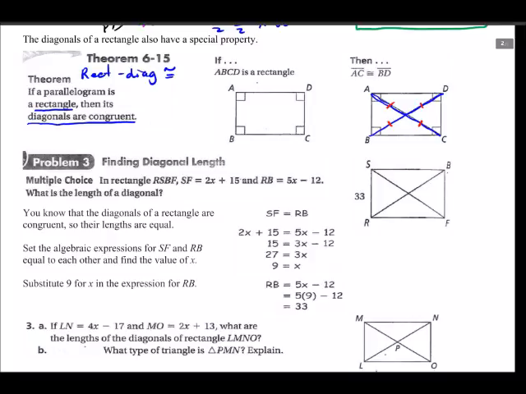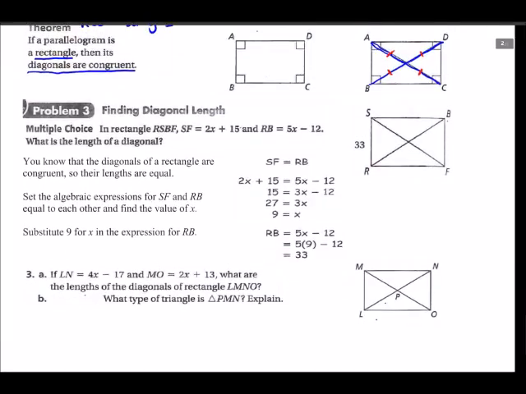Okay, so it looks like we have a problem here, an example. Finding diagonal length in a rectangle, that's important. In rectangle RSBF, we know that the length of SF is 2x plus 15 and the length of RB is 5x minus 12. How long is each diagonal?